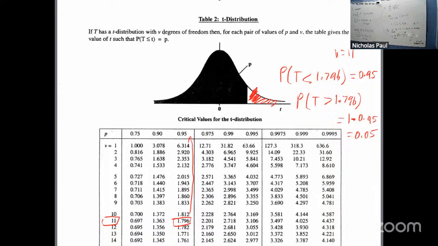So it's very similar to how you read off the normal, because it's also a symmetrical curve. Any questions on how to read the t distribution? Any questions? Because I want to bust up the period now. Any questions? Bishop, any questions? Bradley? Amber, any questions?